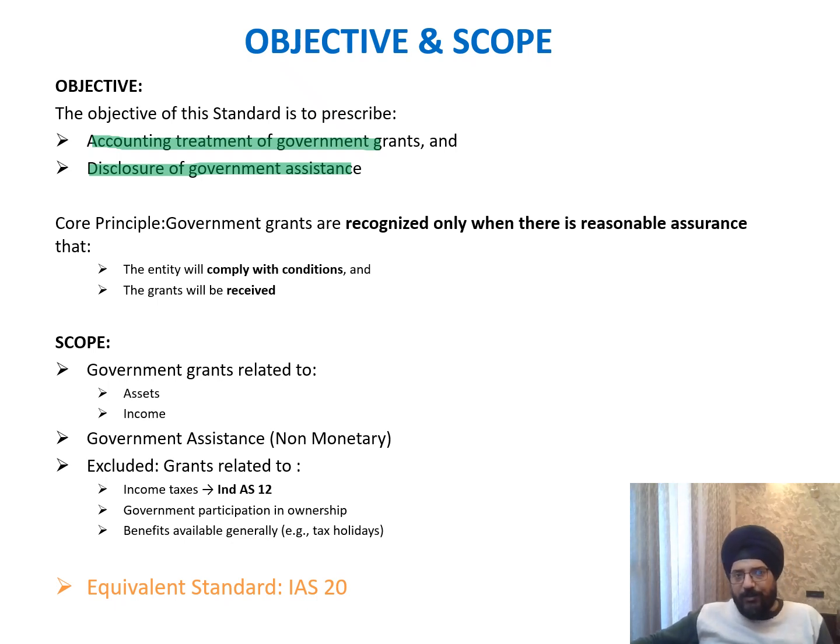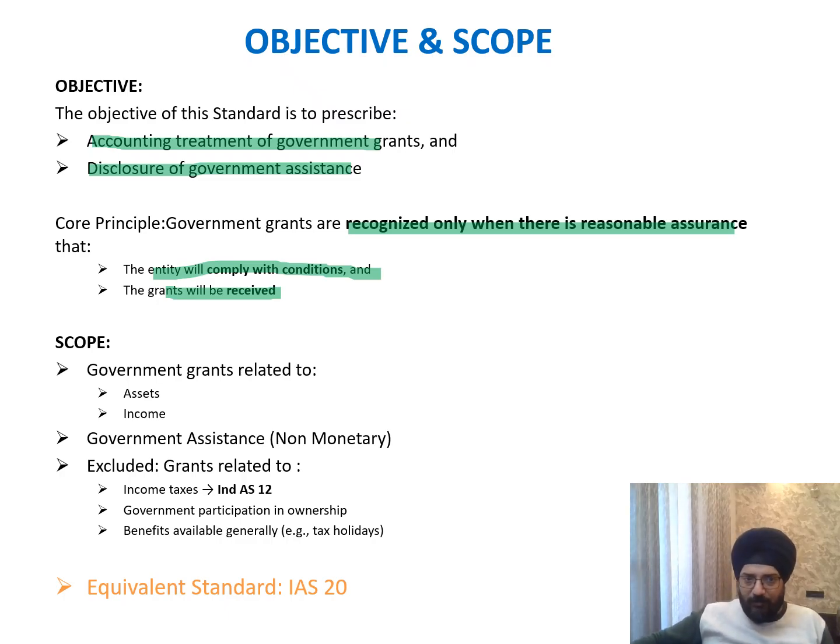When we talk about the government grants, the core principle is that government grants are recognized only when there is a reasonable assurance that the entity will comply with the conditions and that the grant will be received. So these are the two primary conditions that need to be complied with so that we are able to do the accounting for the government grants.